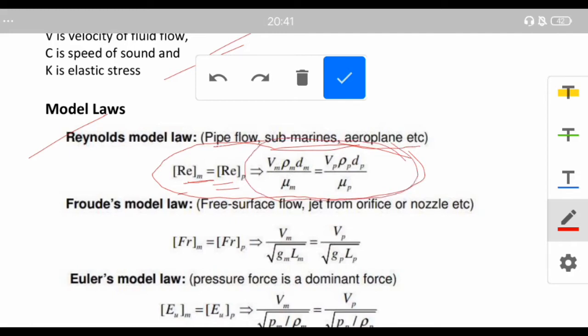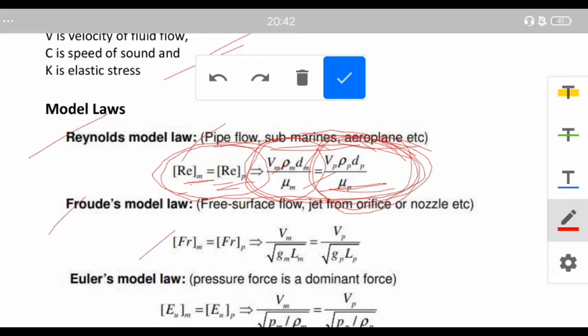It's just simple: you write the formula of Re, that is rho V d upon mu, in terms of the model. So it will be V_m, rho_m, d_m, and mu_m, and it is equal to the Reynolds number for the prototype, that is V_p, rho_p, d_p upon mu_p. Since Re for model and Re for prototype will be similar, this will also be similar. So this is the Reynolds model law.